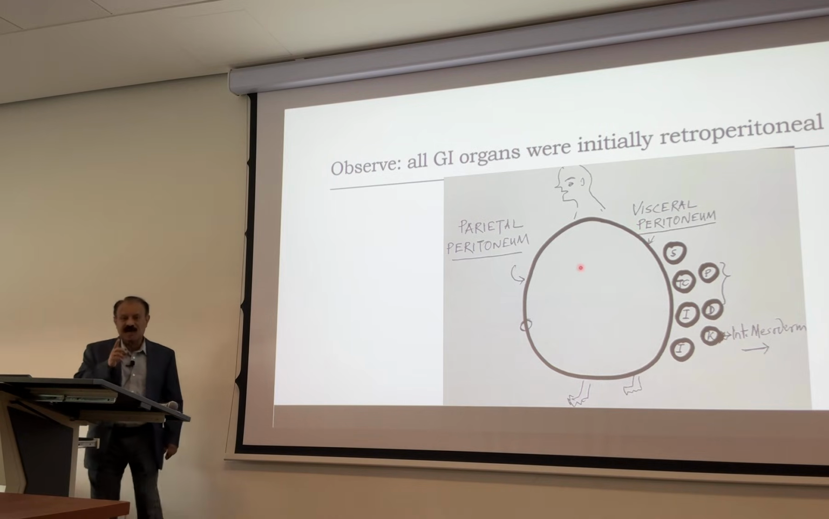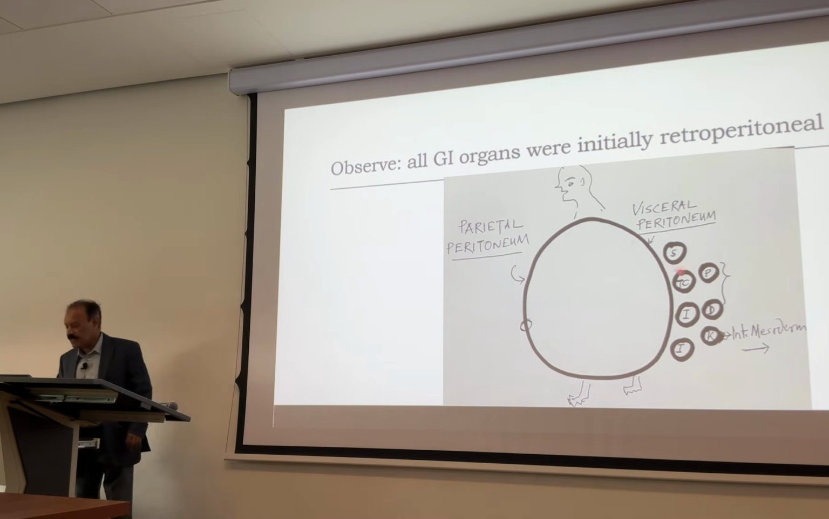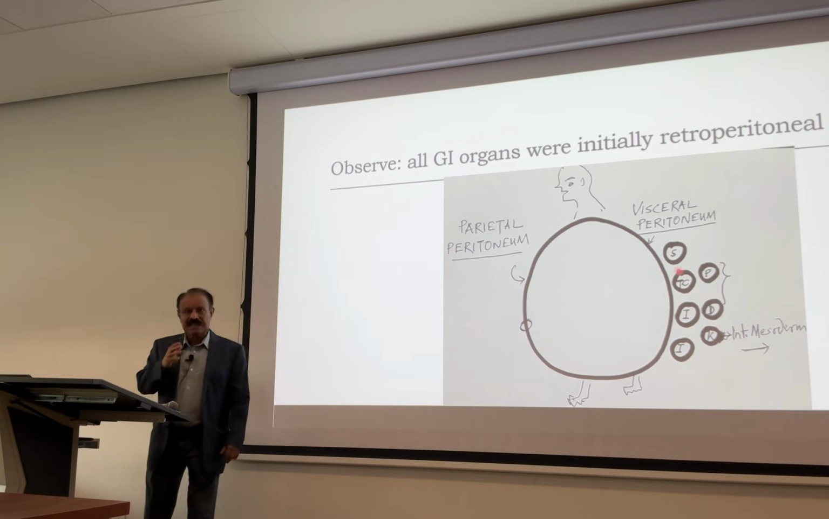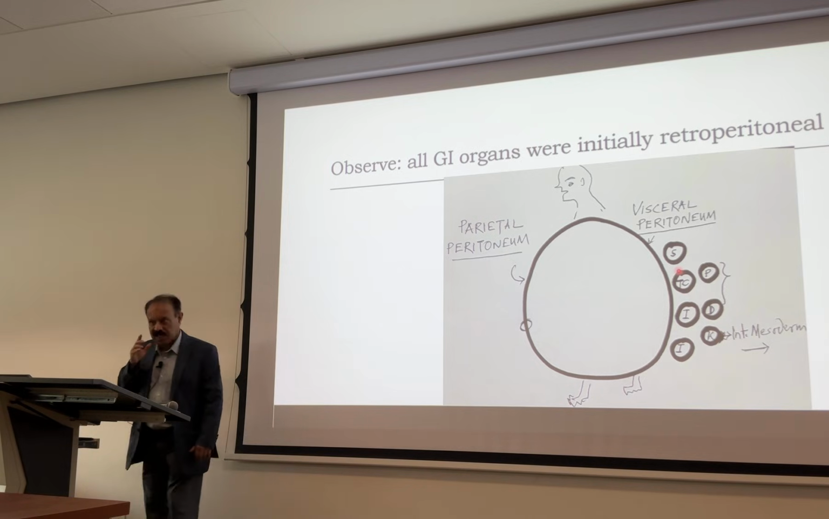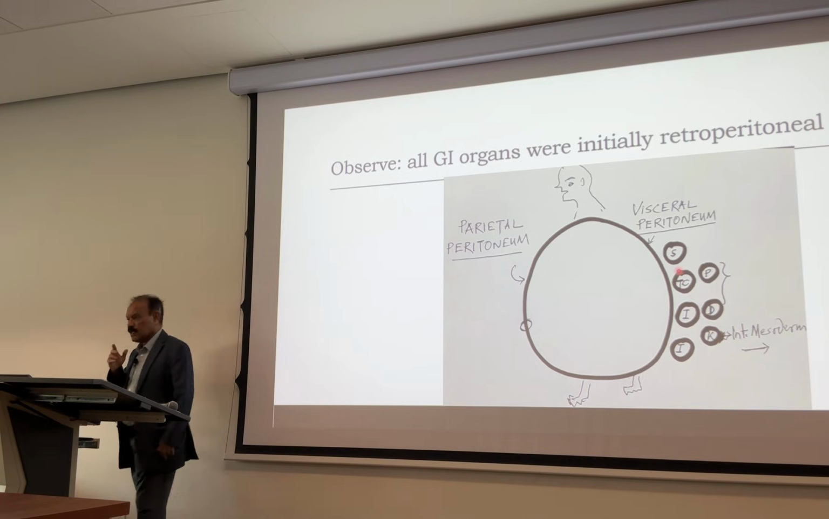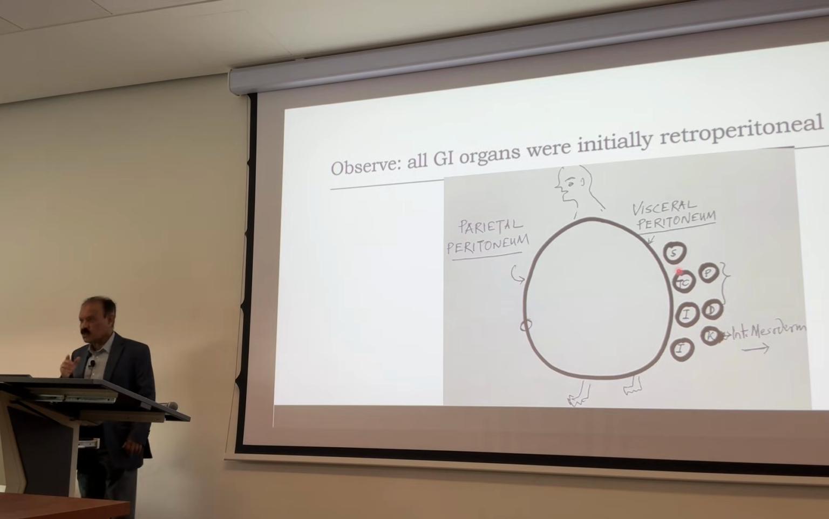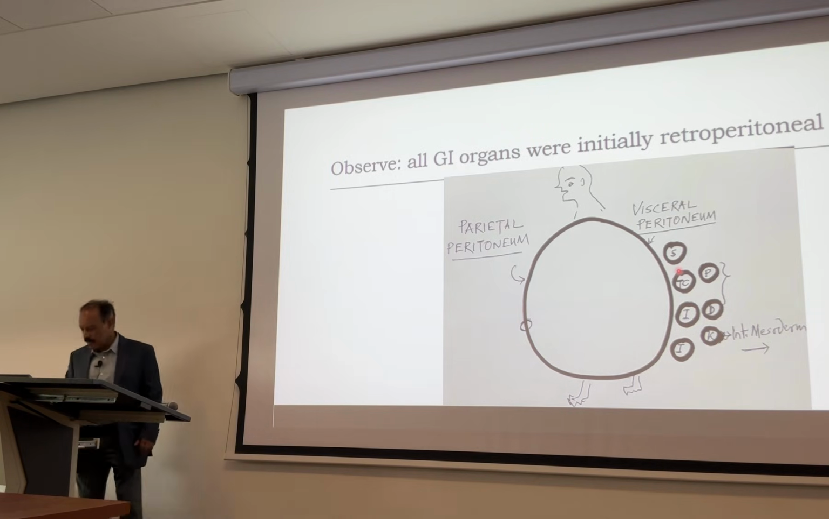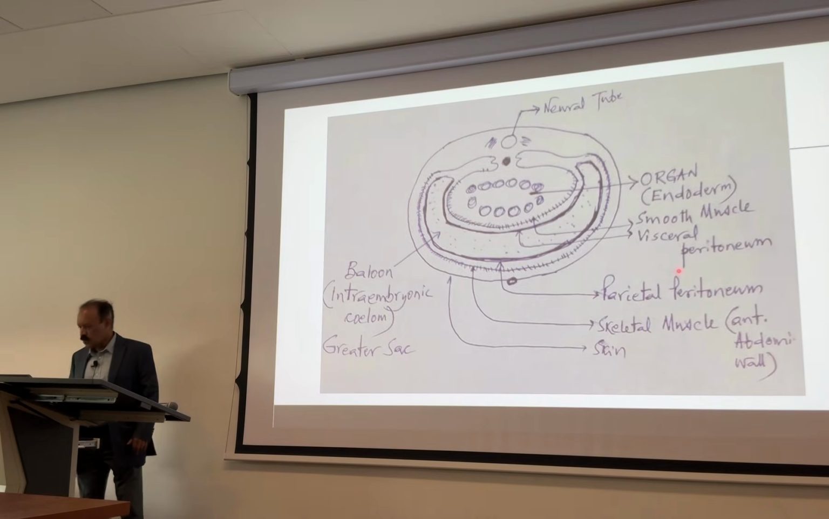Now, where is the endoderm right now? Endoderm is behind the peritoneum. It's all retroperitoneum. All GI organs initially, I'm using the word at the outset, they are all retroperitoneal, meaning behind the peritoneum. And you can see my diagram. If you don't believe me, go to this diagram, it is also behind the peritoneum. Is that okay? Yes. Very good.